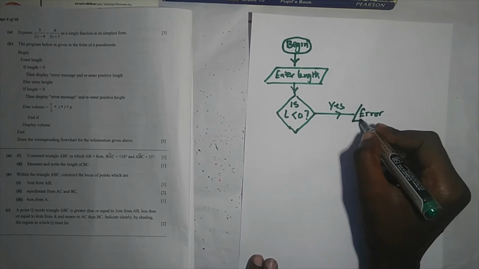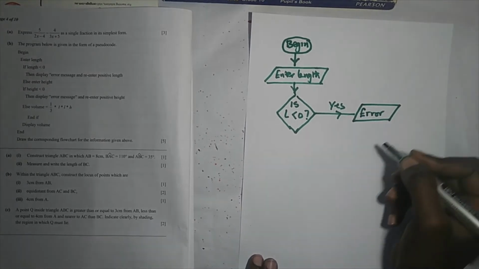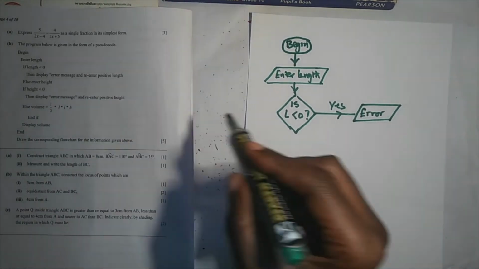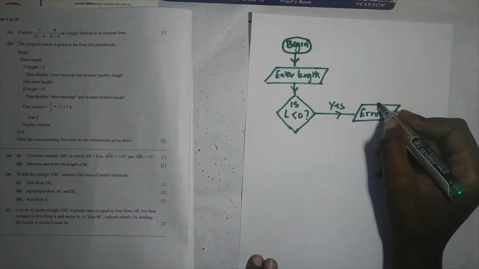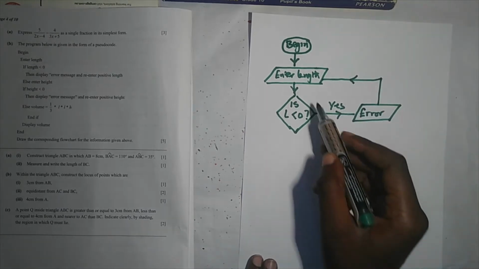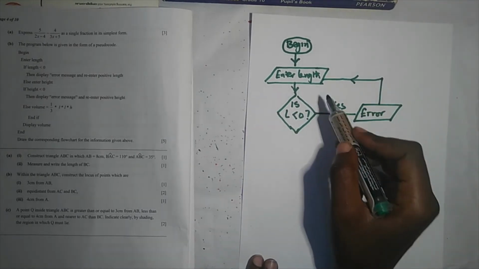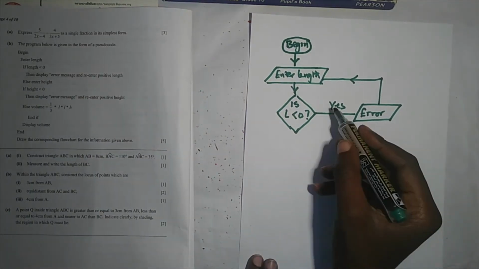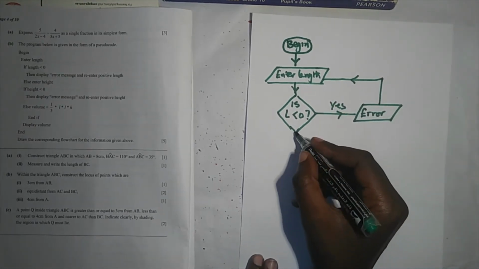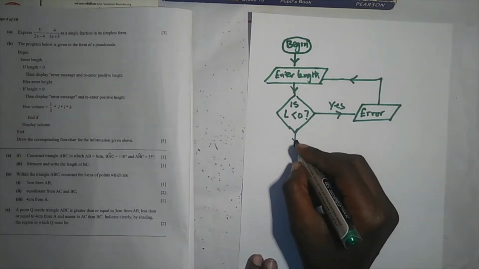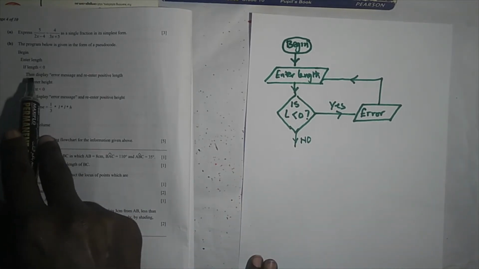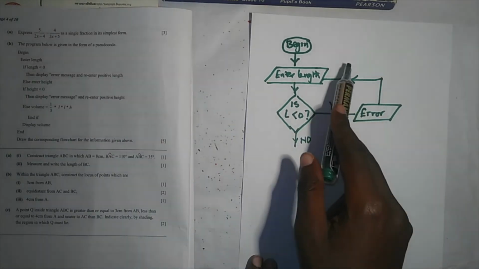This will go into a parallelogram. The next statement says re-enter positive length. Re-entering means the arrow has to go back to where we are entering from here. So it goes back like that. If yes, this is what happens: the program goes back and starts again. And then here we are going to have no. It says if the length is less than 0, then display error message. We have written this side.